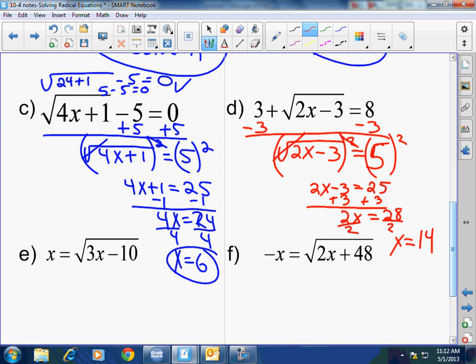Now we got to test this, though, my friends. So 3 plus square root of 2 times 14 is 28 minus 3. That has to equal 8. What's 28 minus 3? What's the square root of 25? What's 3 plus 5? It works. That's my solution.